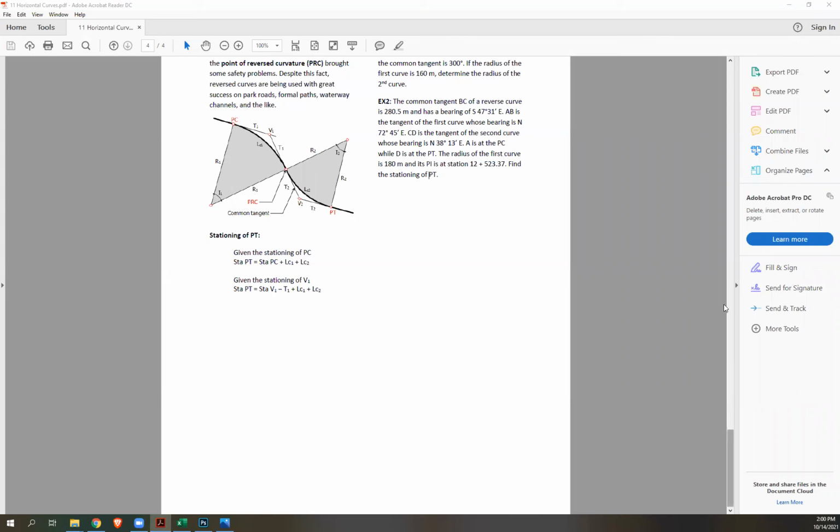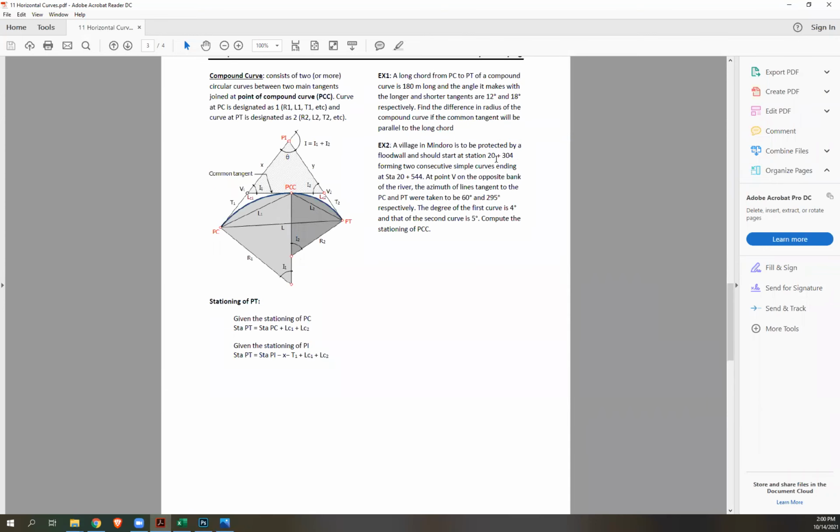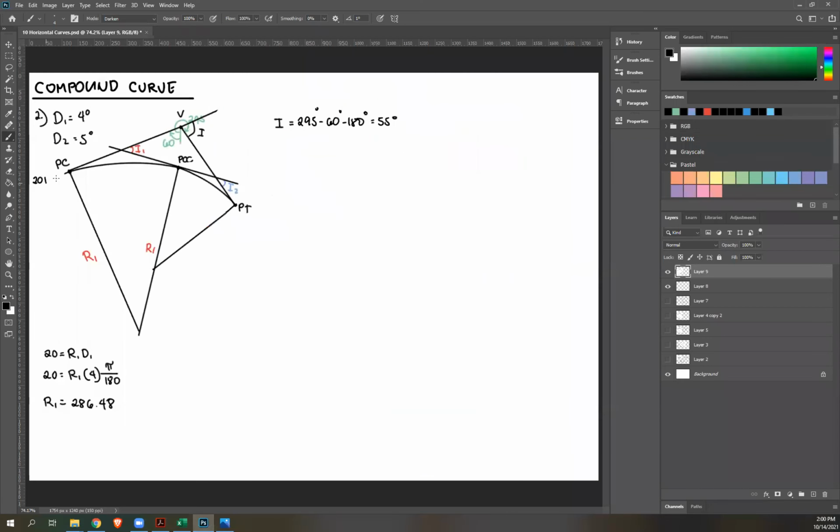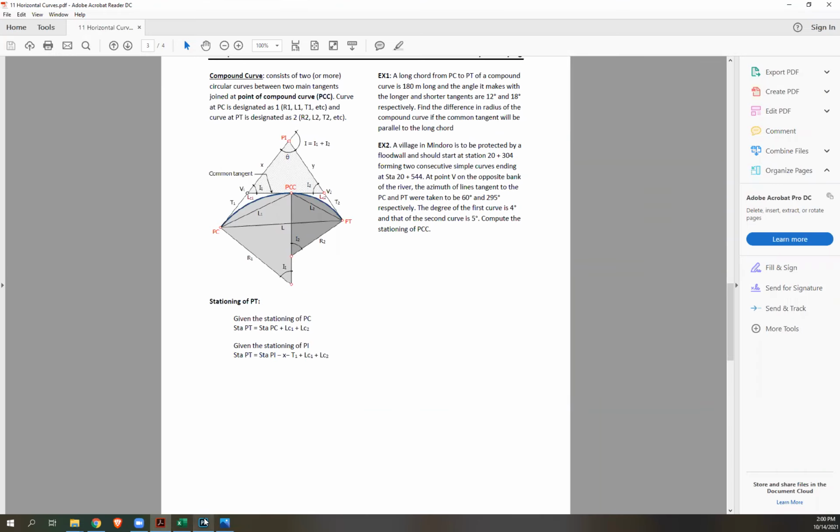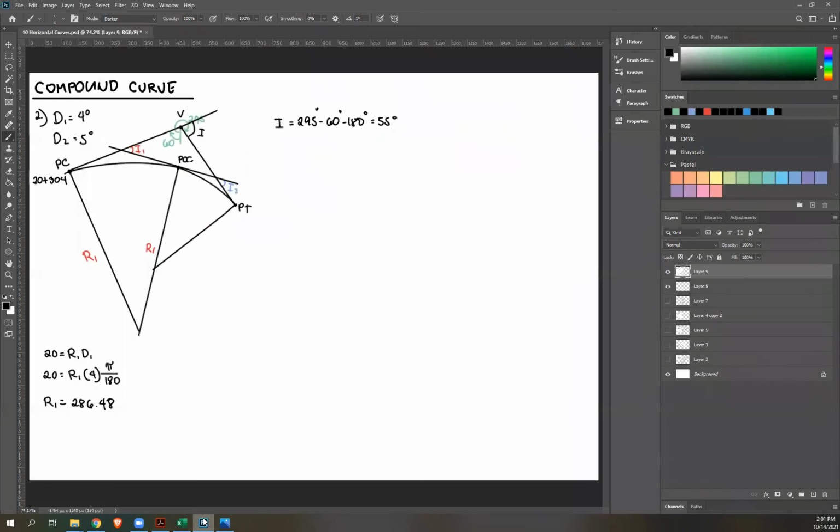This reverse curve. And stationing at PC, 20 plus 304. So let's write that. This is 20 plus 304. And then stationing on PT is 20 plus 544. This is 20 plus 544. Now, if you remember, we have an equation for station PT involving PC. Station PT equals station PC plus LC1 plus LC2.